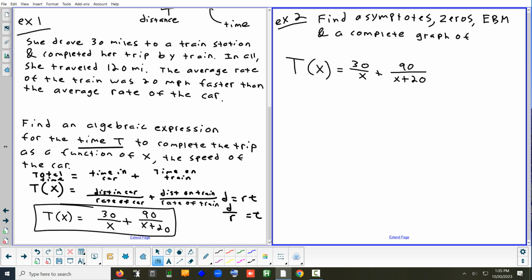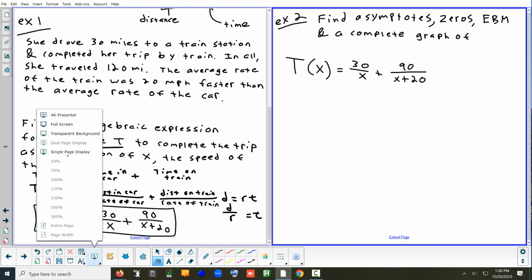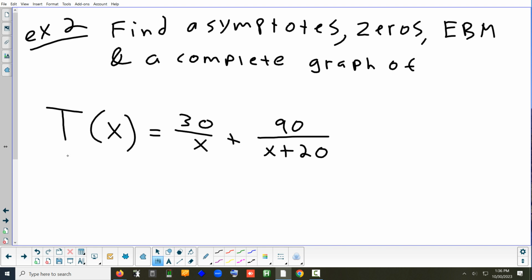All right, so now they want us to find some things that we did last week. They want us to find some asymptotes, the zeros, so where it crosses the x-axis, the EBM, and then we're going to sketch it, but it says find a complete graph. That just means write the window, so you're not sketching it by hand. In order to find some of these things, it's going to be helpful to take these two fractions and put them together as one.